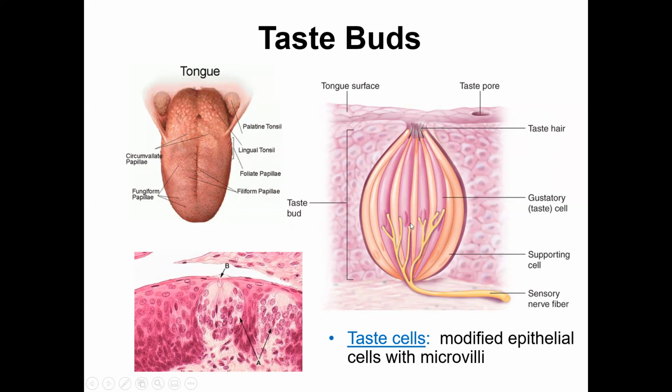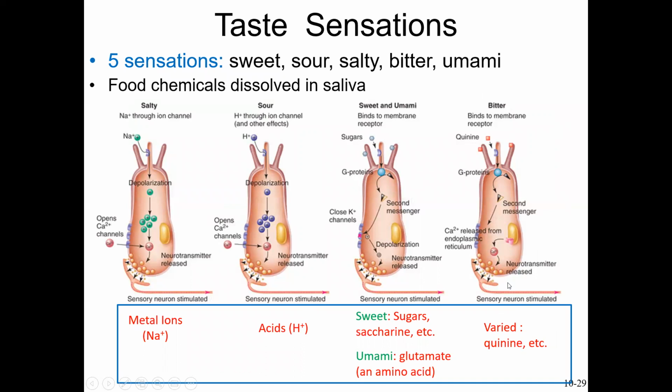Now we have the two cell system. So the sensory receptors, the taste cells, will then synapse or connect to a sensory neuron, which will then take it to the brain. Okay, so we have 5 different types of taste cell receptors, and each one is responsible for a different taste sensation. We have sweet, salty, bitter, umami.